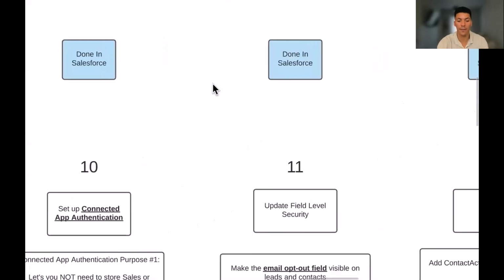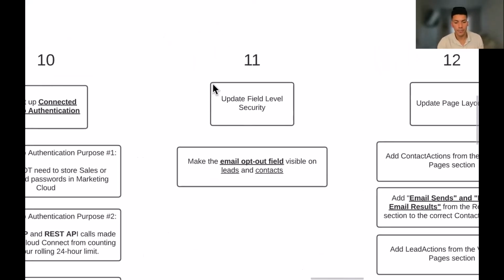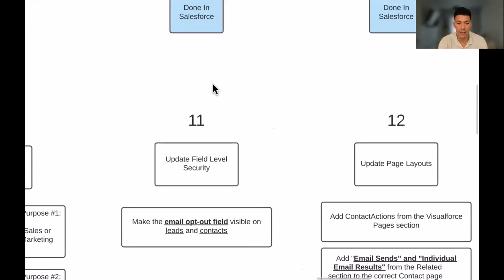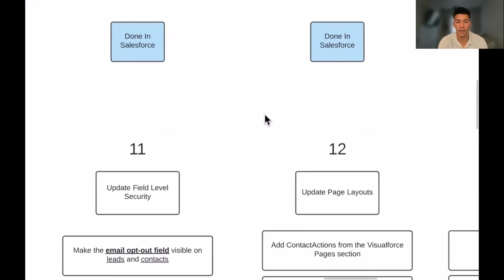And for updating field level security, essentially there are a few fields that came with the Salesforce Marketing Cloud managed package, and those fields are the email opt-out fields. We need to make those fields visible on the lead page layout and on the contact page layout. Those are required by law for our sales reps, or whoever's using Marketing Cloud Connect, to be able to have access to check. That's done in Salesforce. If you're familiar with page layouts, you understand what I'm talking about there on step 11.